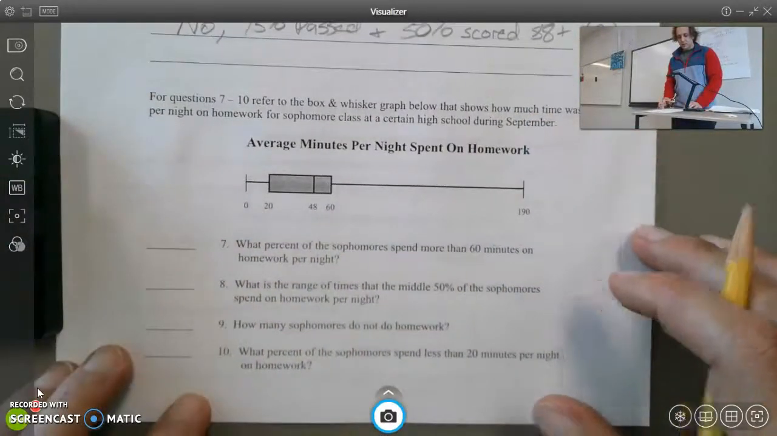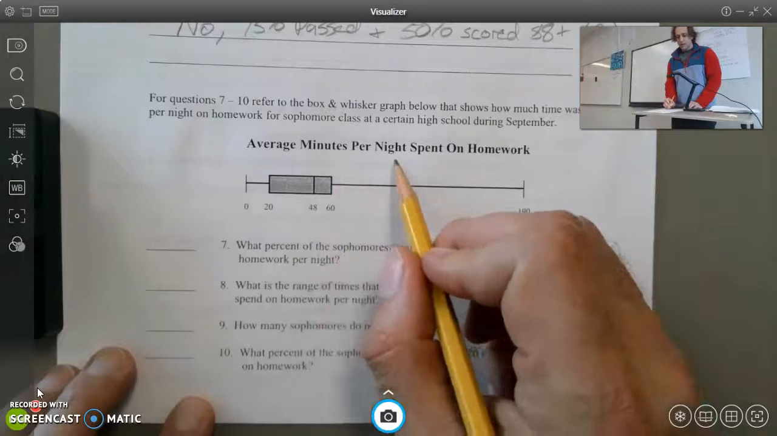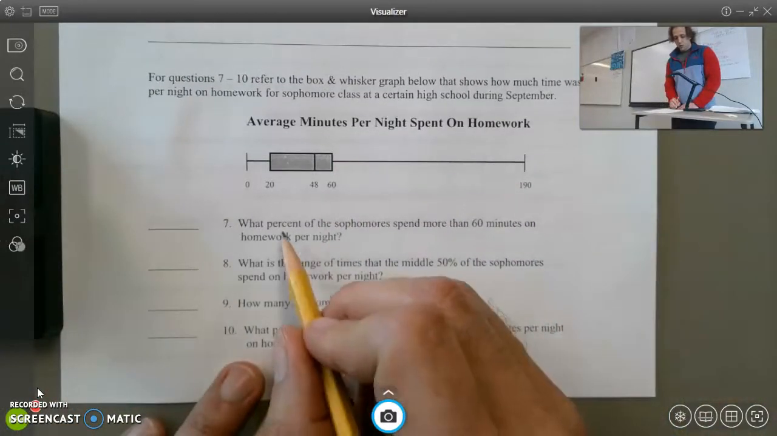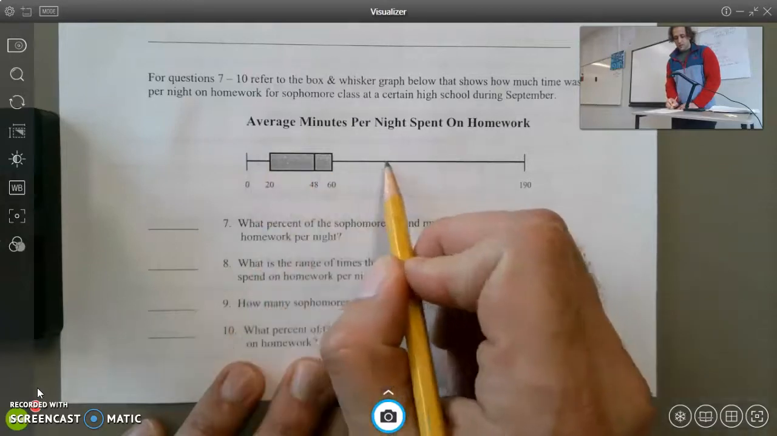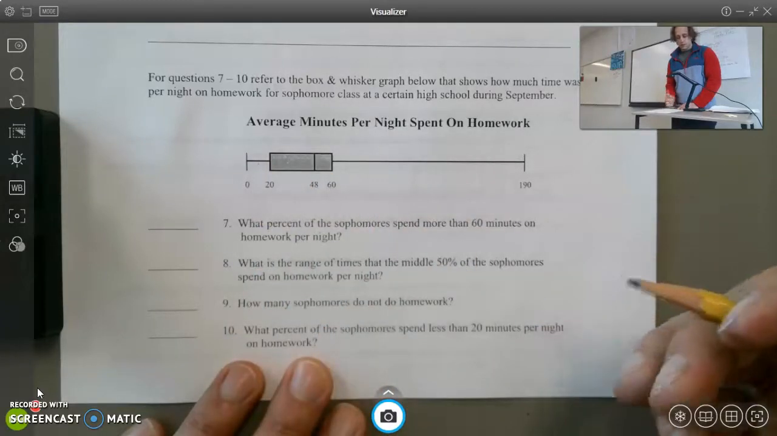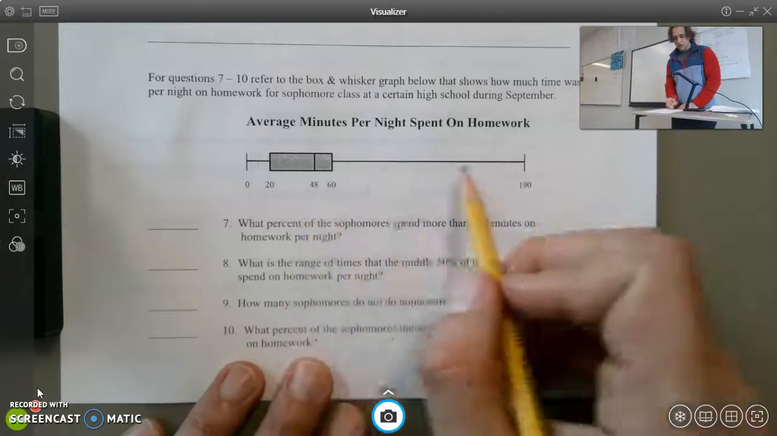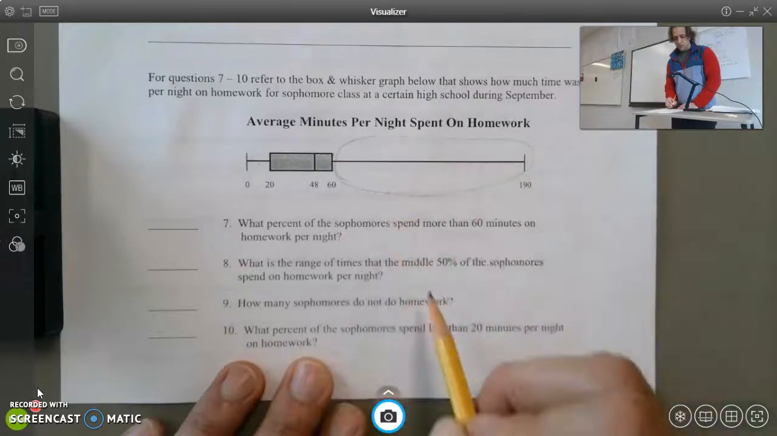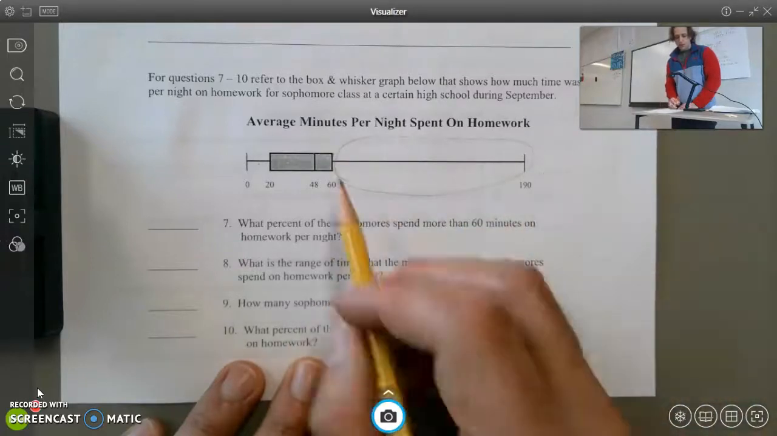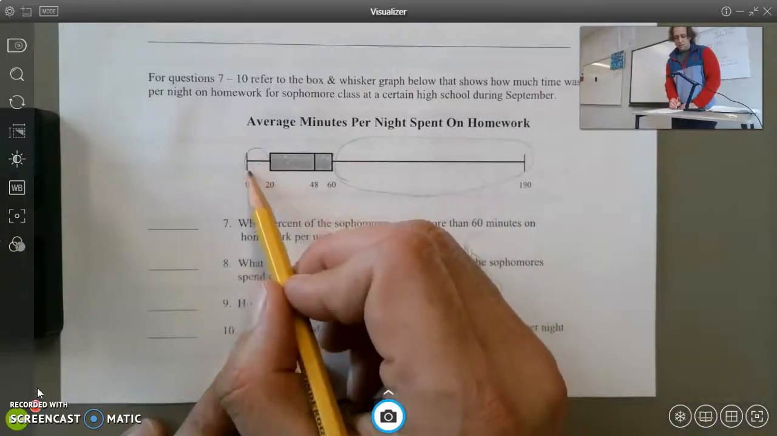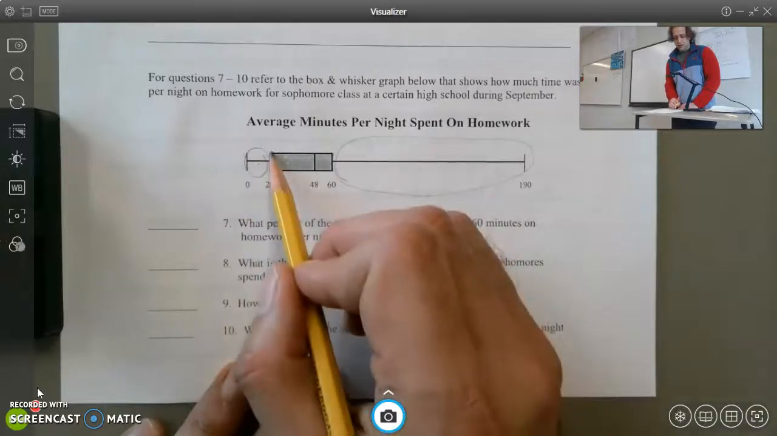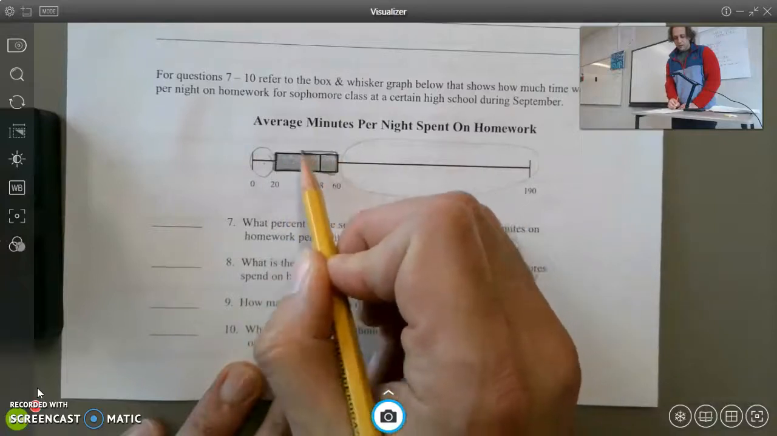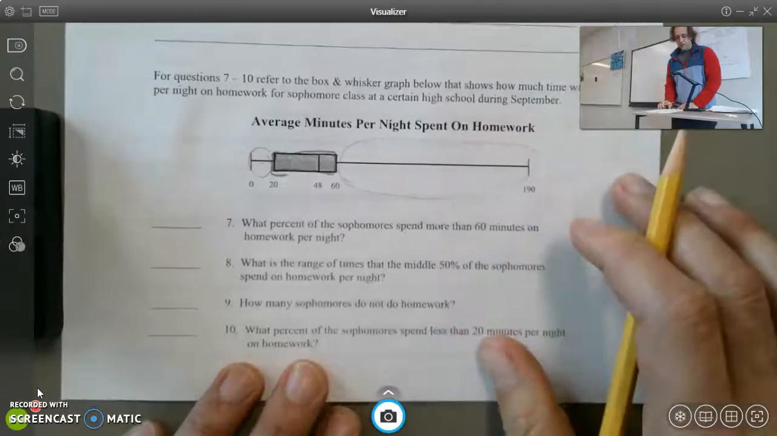Let's look at another example. Average minutes per night spent on homework. So I've got 4 sections here, each one consisting of 25% of the students. It's a little bit skewed. It looks like there are some students that spend an exorbitant amount of time, a ton of time on homework, and then you've got some students that spend very little, and then here you've got your 50% in the middle that spend kind of that reasonable amount of time here.